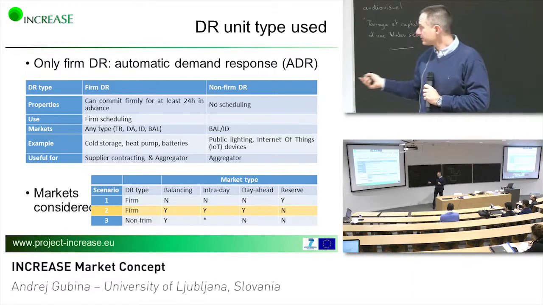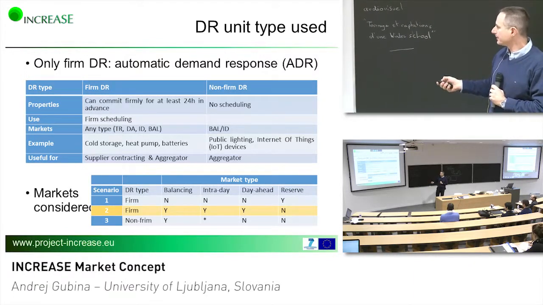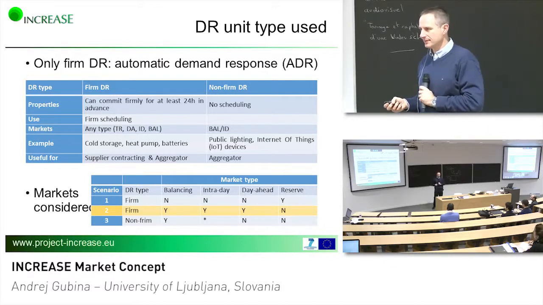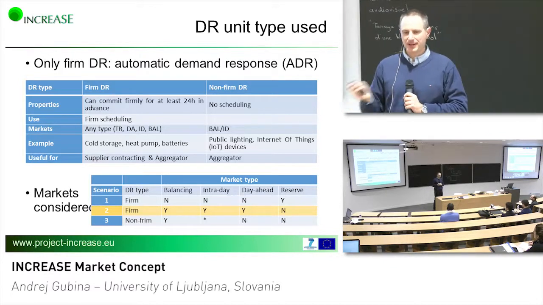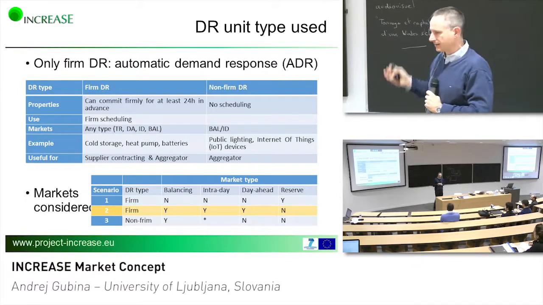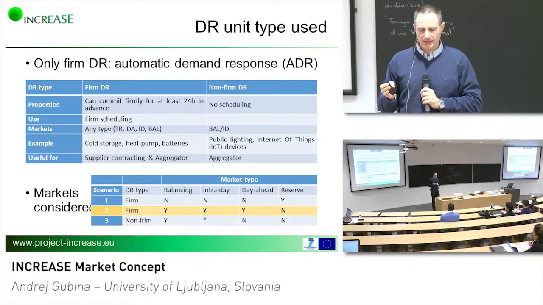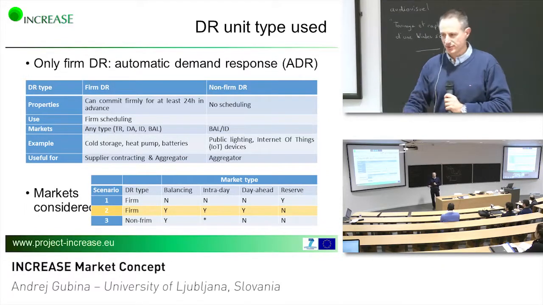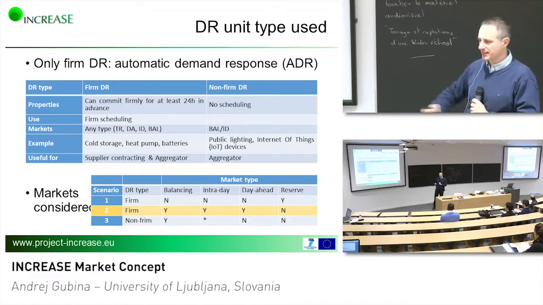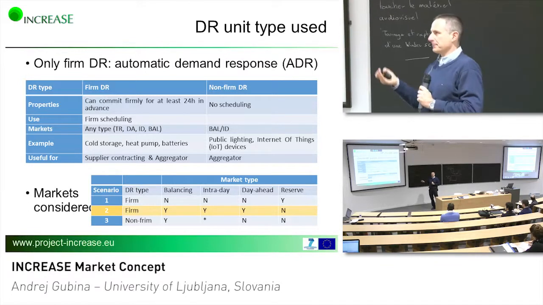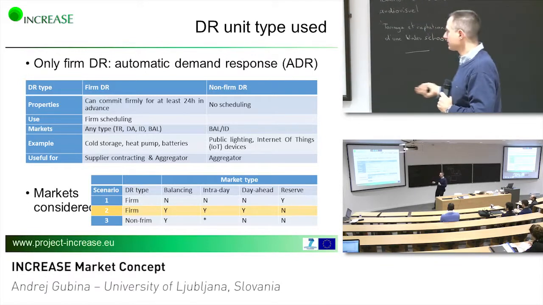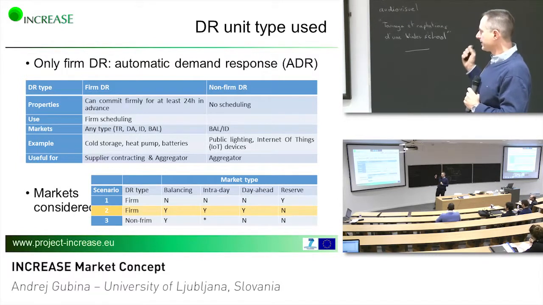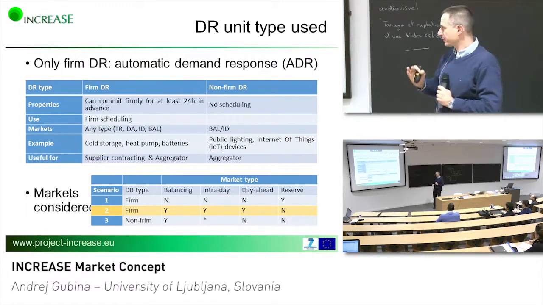For demand response, we only said we look for firm demand response, because we try to eliminate, for this particular case, the need to negotiate and motivate the users, the consumers, to give up some of their convenience. And that's why we said, okay, let's go for cold storage, heat pumps, batteries, so anything that could be firm scheduled.